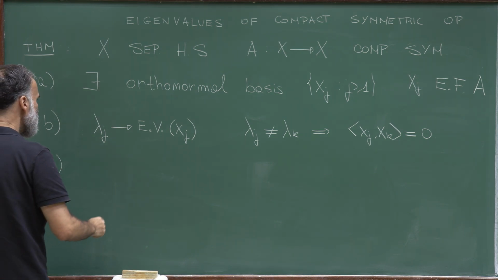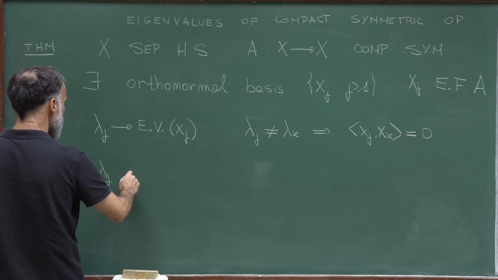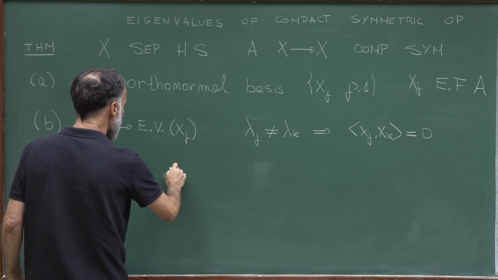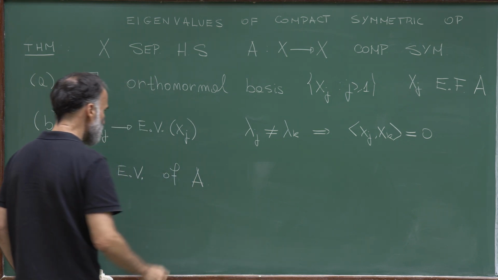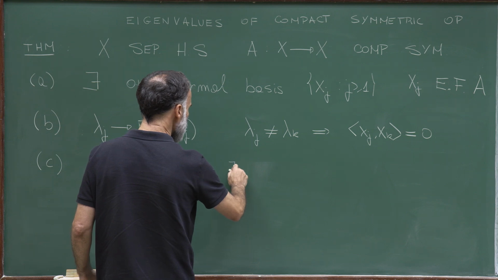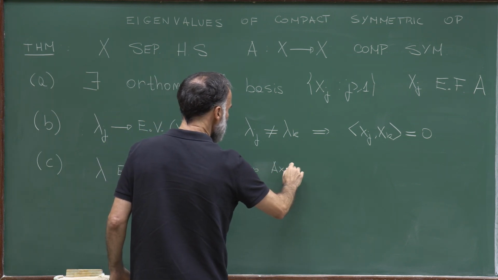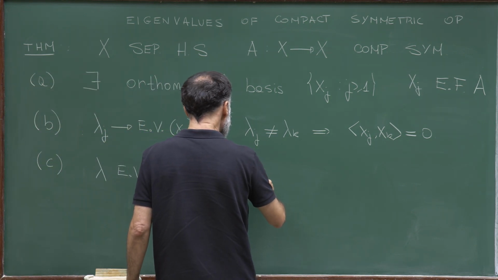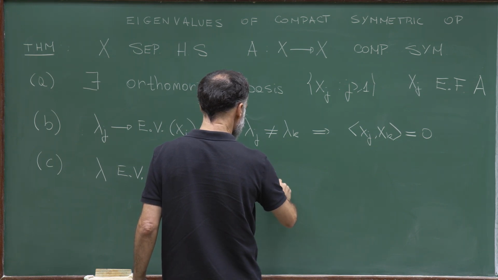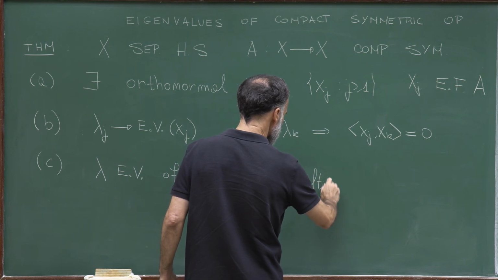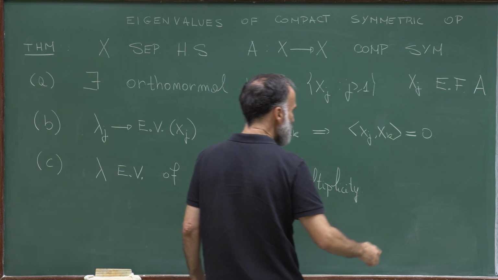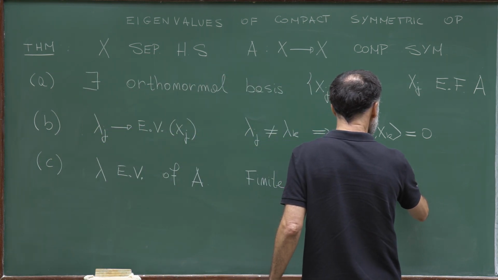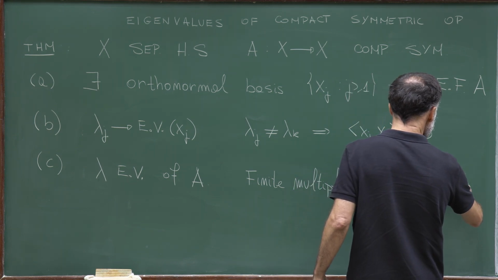Then what I claim is, let me state it in this way. Let me take lambda, an eigenvalue of the operator A. Remember, an eigenvalue of A means that there exists x different from 0 such that Ax is equal to lambda x. If you take any eigenvalue of this operator A, what I claim is that it has finite multiplicity. Which means that if you take the space of all x in X such that Ax is equal to lambda x.